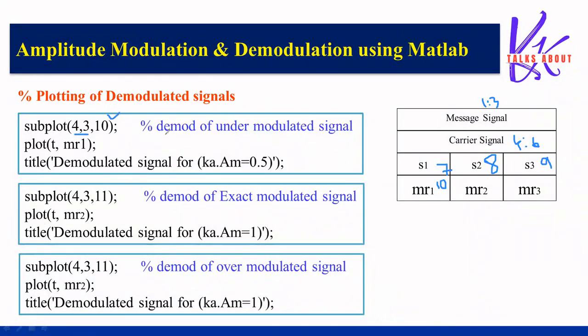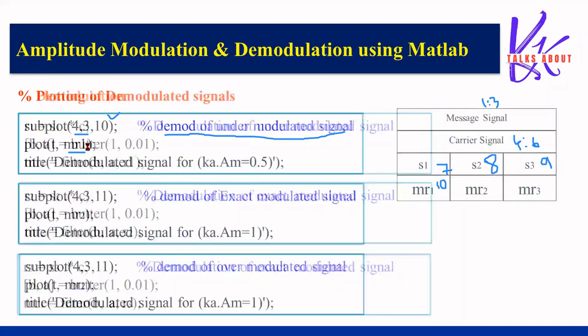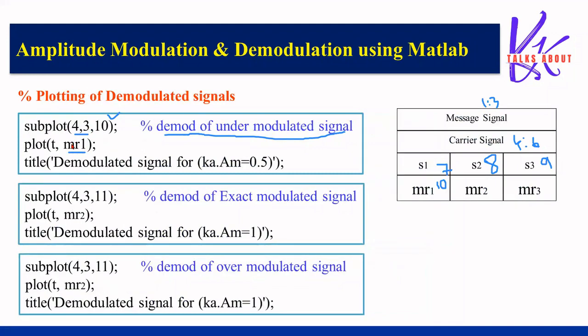So here we are going to use the demodulated under modulated signal. So plot t comma mr1. So what is this t comma mr1? We have already said MR1 is nothing but the demodulated wave of your undermodulated signal. So we are plotting MR1, the demodulated signal, which is going to display the signal after passing through your filter.